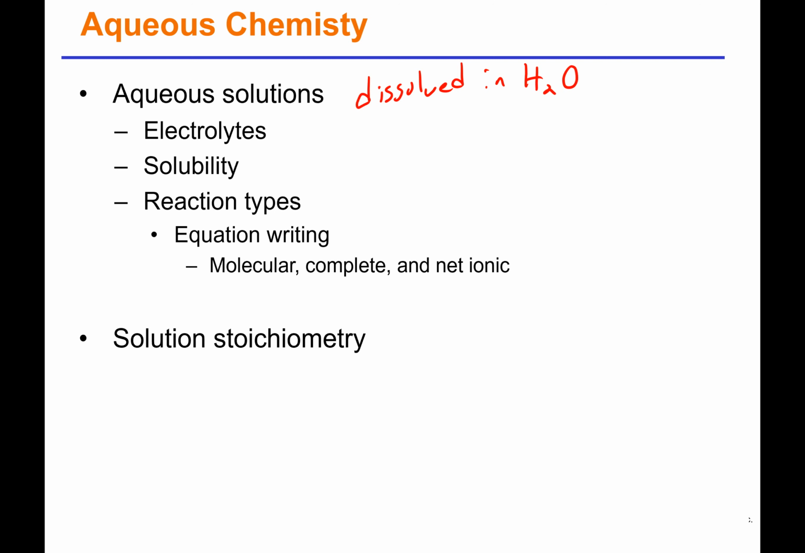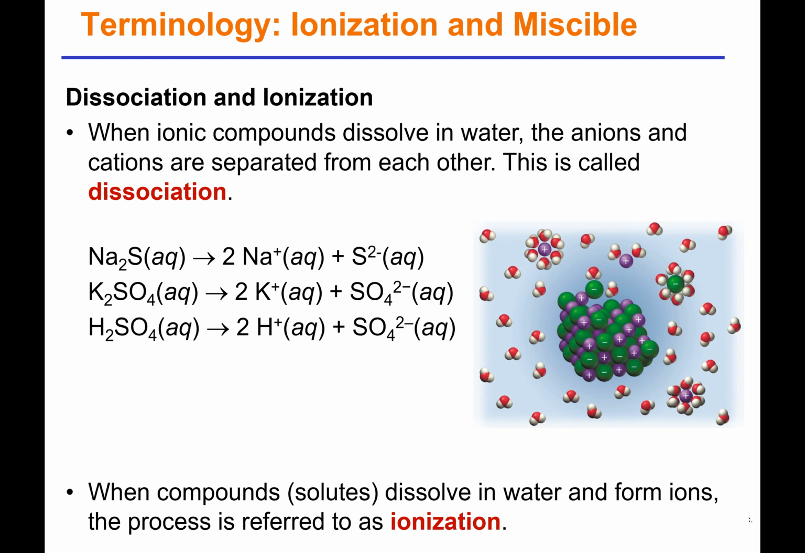On this topic, we can talk about a few things. Firstly, electrolytes, next solubility, and lastly, we'll talk about some reaction types. And within this conversation, we'll also talk about some solution stoichiometry. So the first thing, let's talk about some terms, and let's talk about dissociation and ionization.